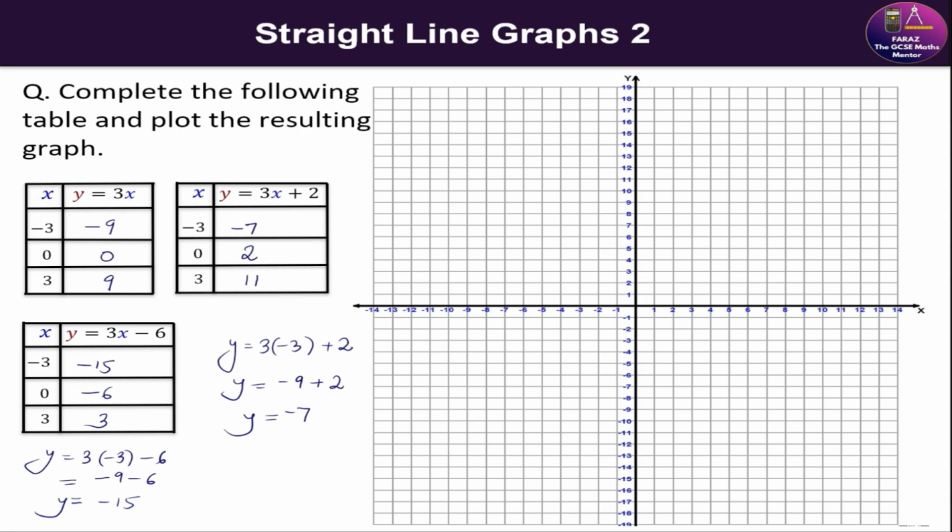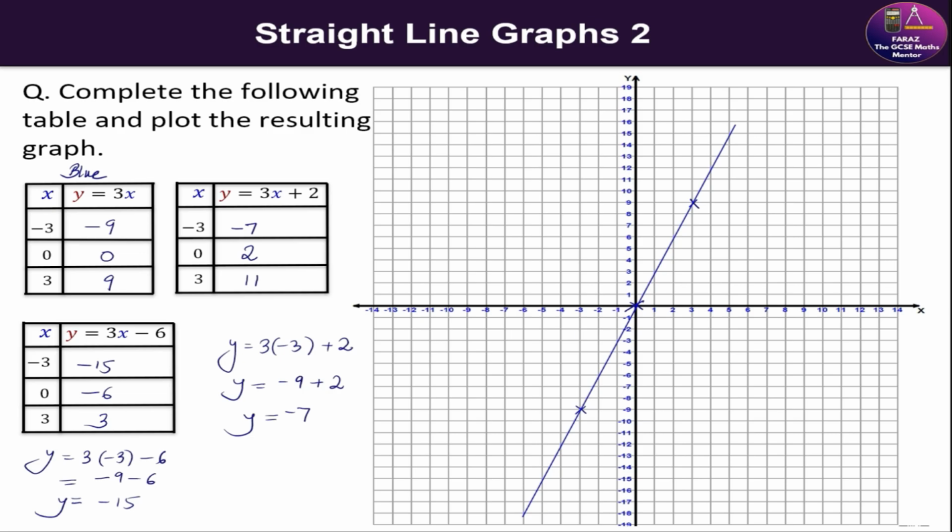Alright, let's plot the first line y equals 3x in blue. So here we have coordinates minus 3 comma minus 9. So it has to be there, minus 3 comma minus 9 at this place. And 0 comma 0 must be at the center. And 3 comma 9 on the x-axis, look for 3 and then move up till 9 here. Join them together. Alright, that must be the line of y equals 3x.